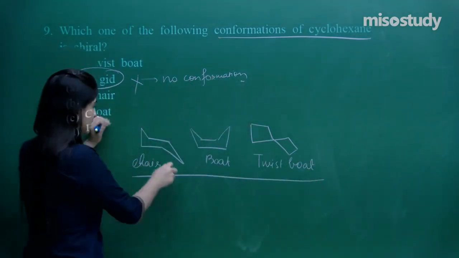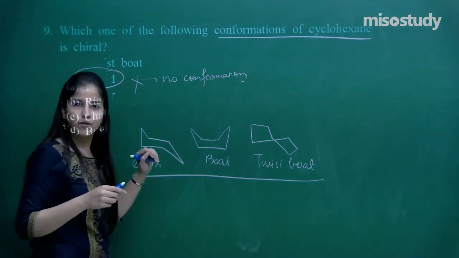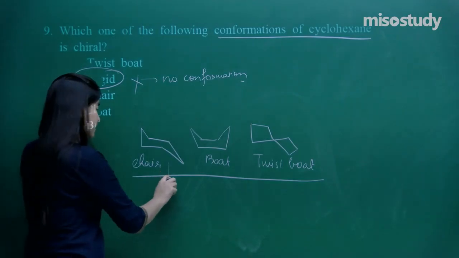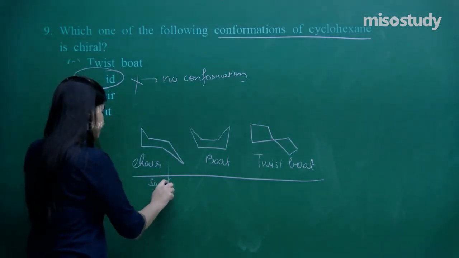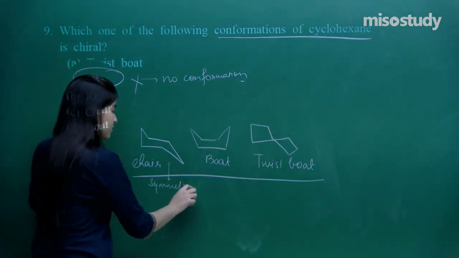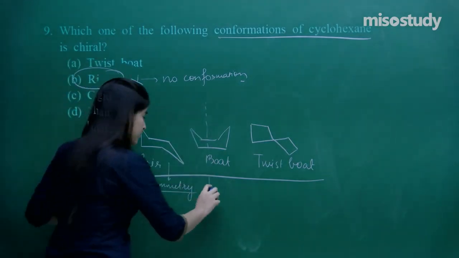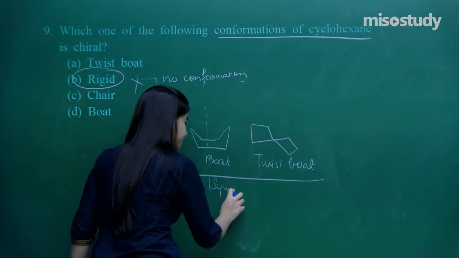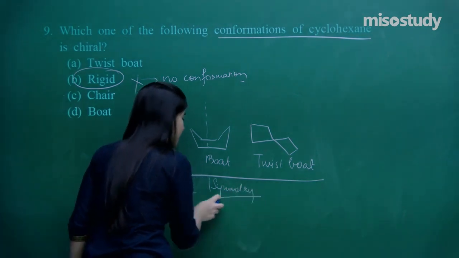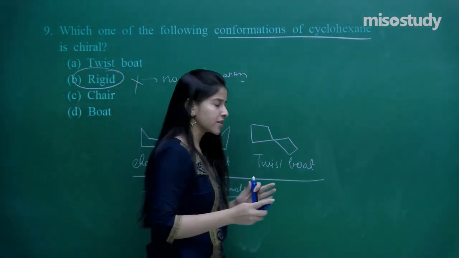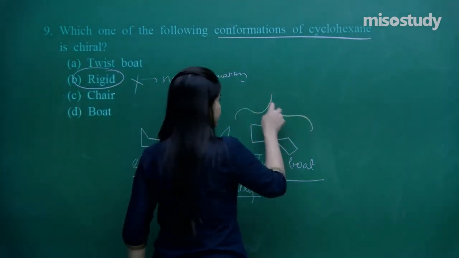Now this very chair, it has got what? It is very much symmetrical. So this is symmetrical. It has got a plane of symmetry. Again this boat has got a plane of symmetry. It is also symmetrical. But twist boat, if you can see, it is somewhat a distorted structure. It is somewhat unsymmetrical.